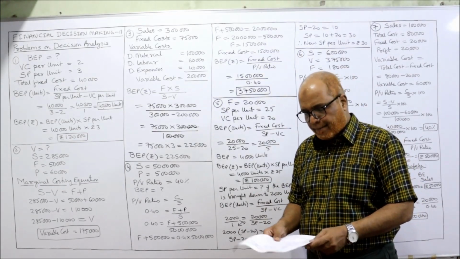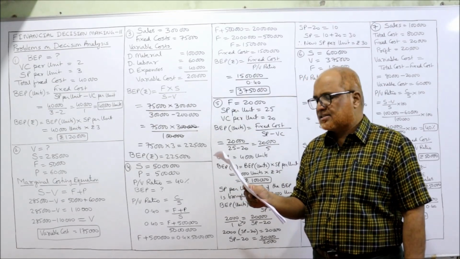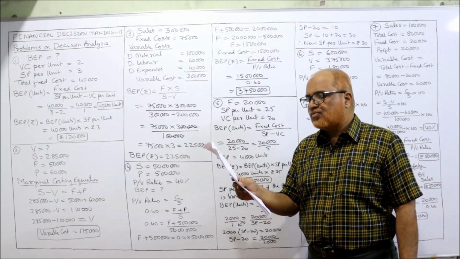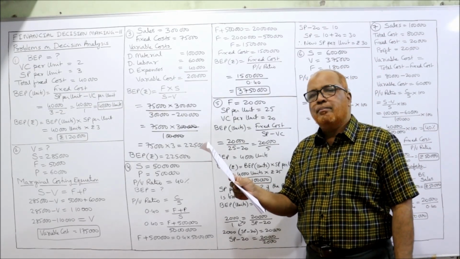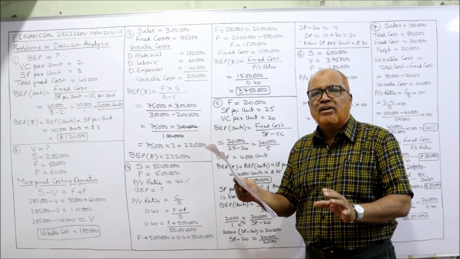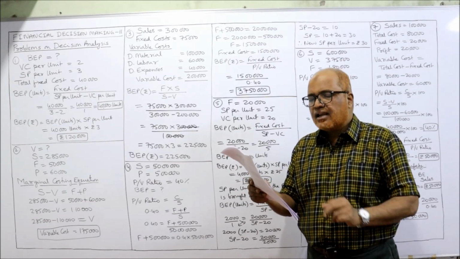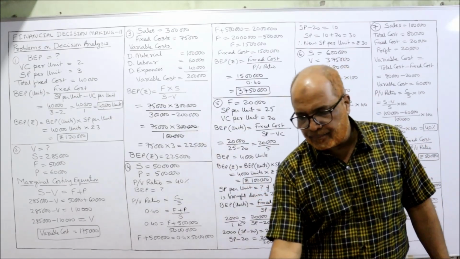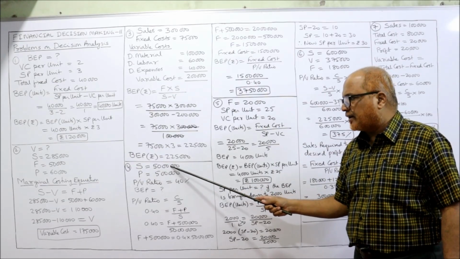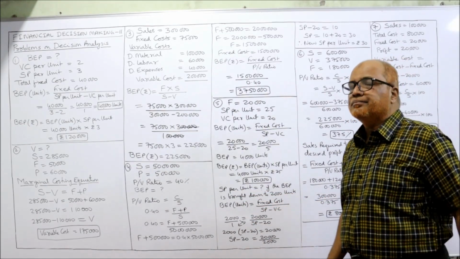Now see the fourth problem. A company's turnover in a year was rupees 50 lakhs and its profit is rupees 5 lakh. Its PV ratio was 40%. What was the break-even point? BEP we have to calculate. The information given is turnover. Turnover means sales. Sales are given as 50 lakh and profit is 5 lakh. See here, S stands for sales, 50 lakh. Profit 5 lakh. PV ratio is 40%. We have to calculate the BEP.